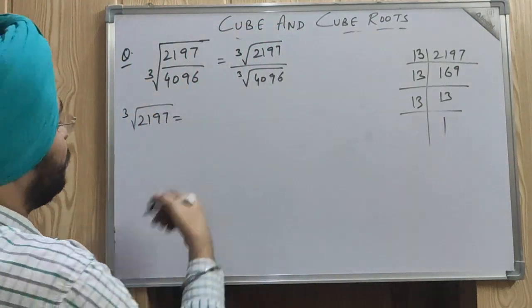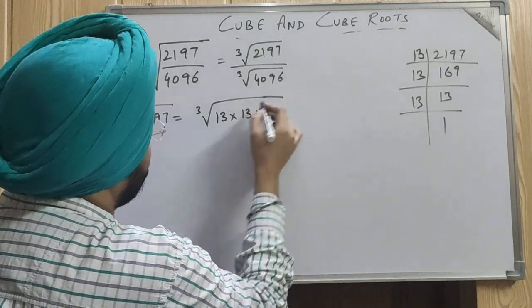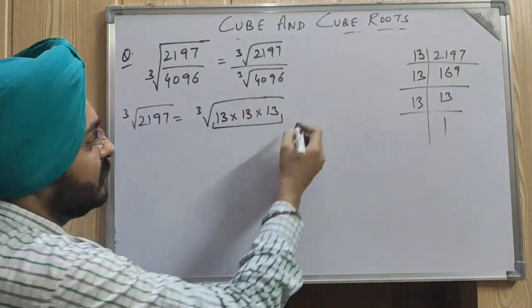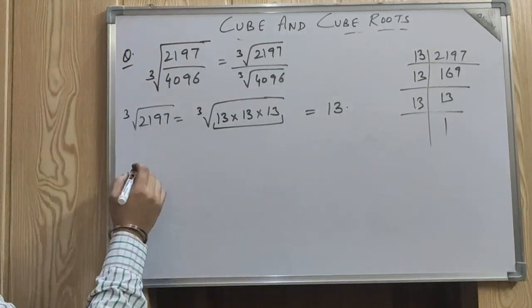So I will write this cube root of 2197 as 13 into 13 into 13. So the triplet of 13 is formed. The answer will be 13. Okay, coming to 4096 then.